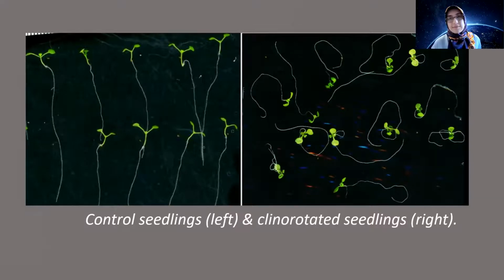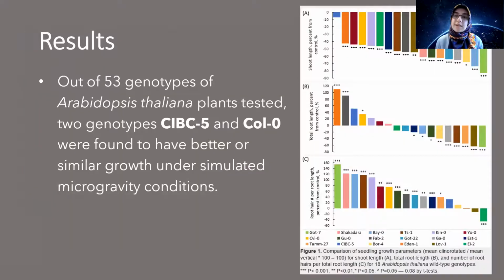After the 7-day period of these treatments, the plates are scanned and analyzed for their shoot length, their main root length, their number of secondary roots, total root length, and number of root pairs. Then we use a t-test to find the differences between the treatment group and the control group for each genotype.